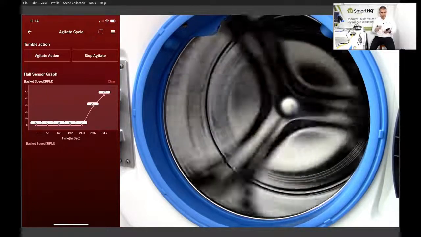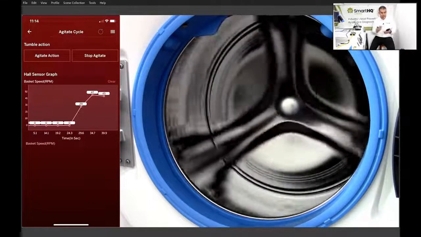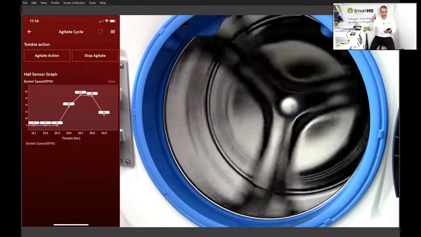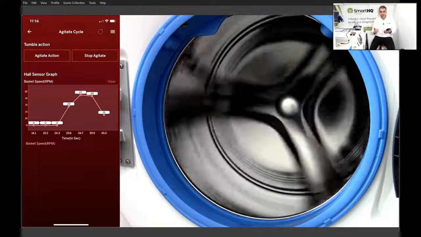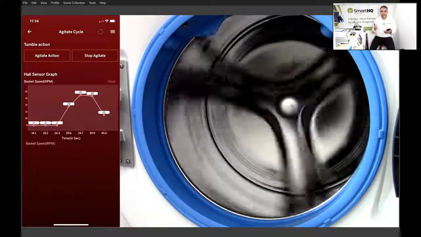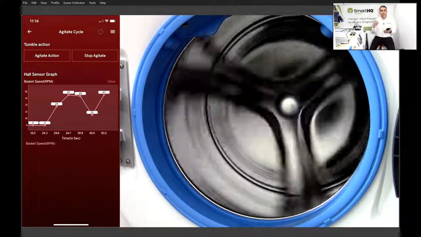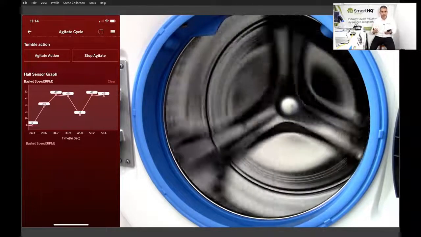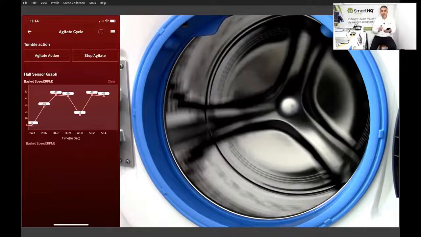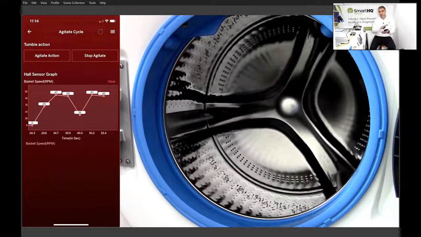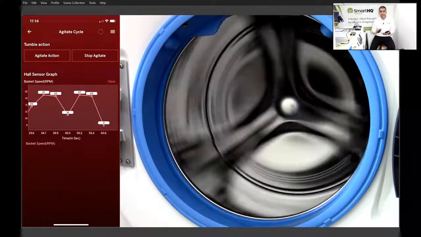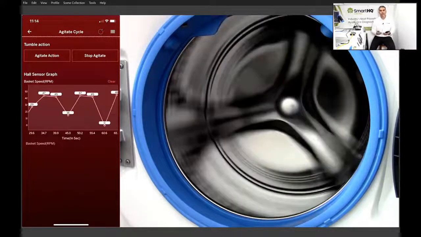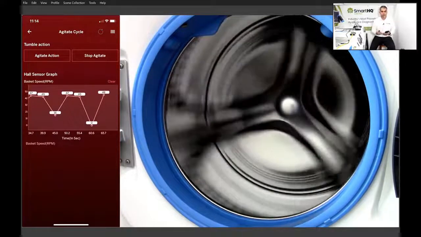Now, the component that is reading this is, of course, your Hall sensor. The fact that the Hall sensor is detecting a rise in RPM and then a sudden drop indicates that it is capable of detecting when the basket is spinning and when it's stopped, and then when it's going in the opposite direction. So this tells me, without having to take out a single tool, no multimeters, no nothing, that my Hall sensor is good to go. That part of the washing machine is working correctly.